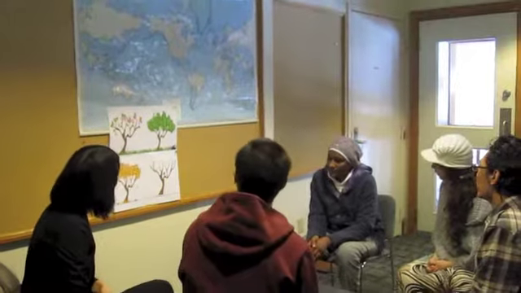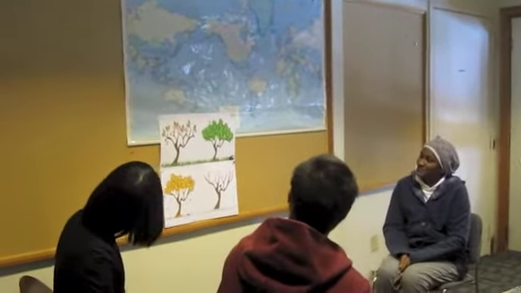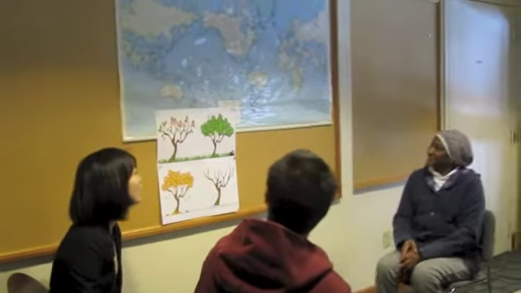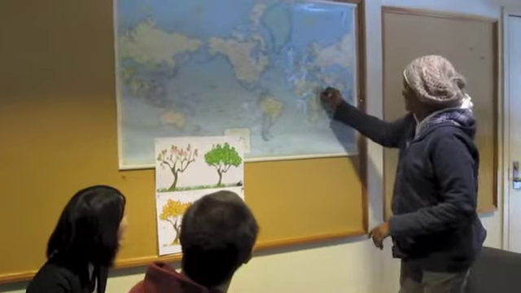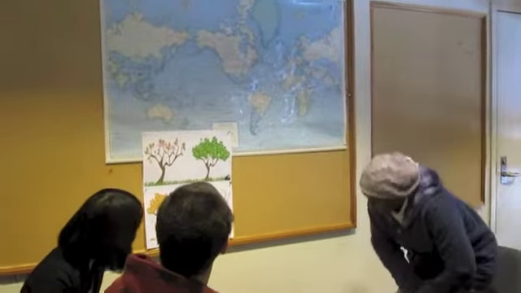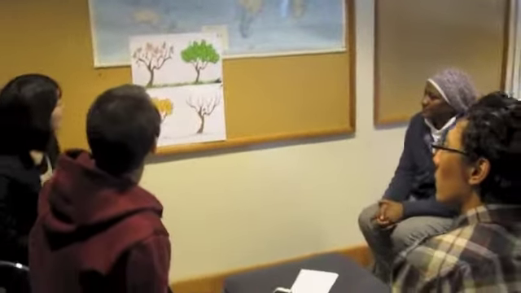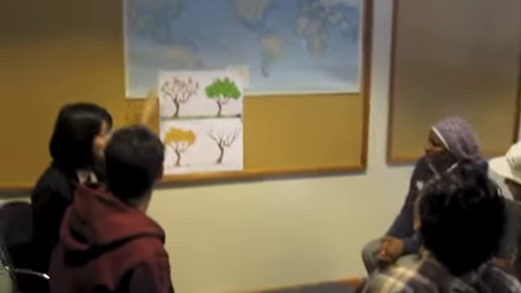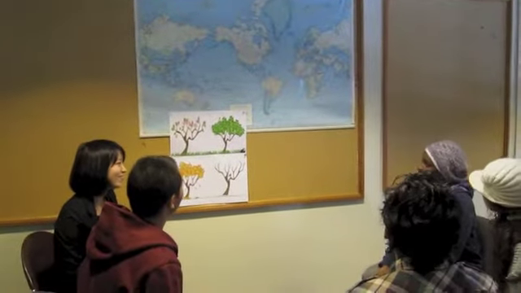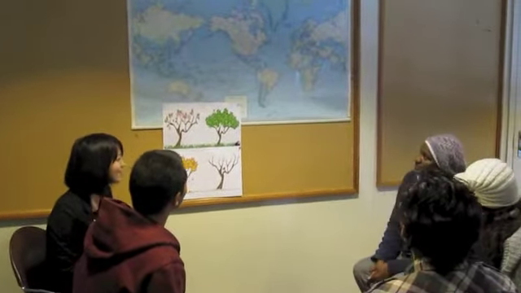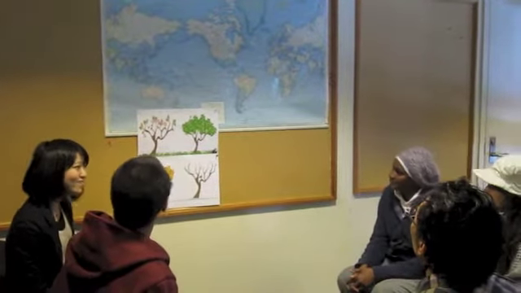Asma, where are you from? From Ethiopia. Okay. Can you show us where it is? So, what's the season in Ethiopia now? The season in Ethiopia now is spring. It's spring. Okay.